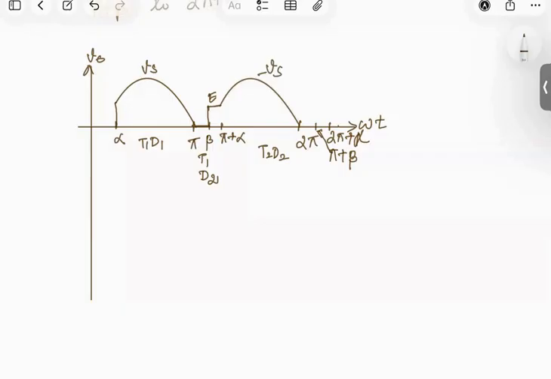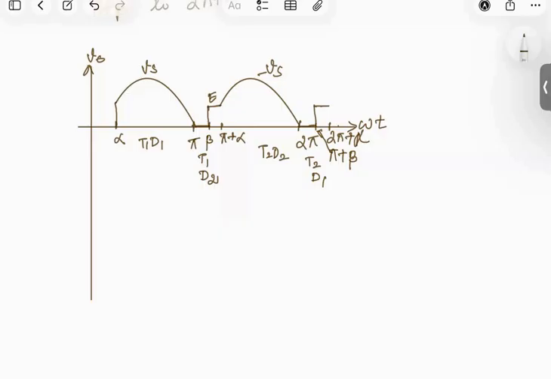Then from 2 pi to pi plus beta, we will have the freewheeling action taking place due to the conduction of T2 and D1. So the output voltage will be 0. Then from pi plus beta to 2 pi plus alpha, we will have the output voltage following the back EMF.